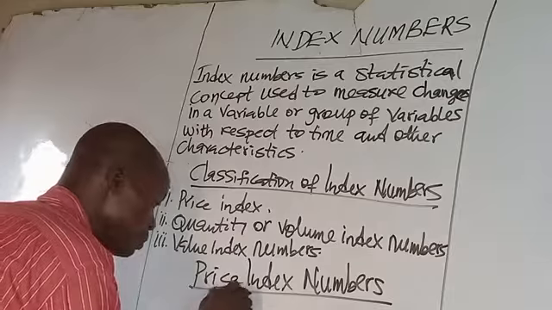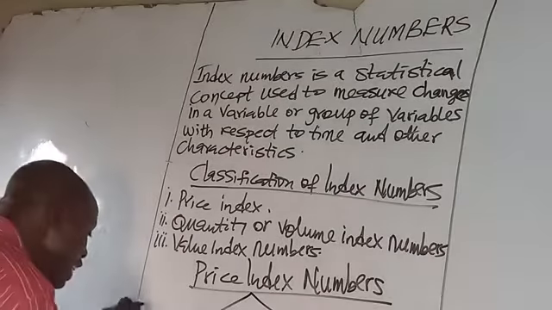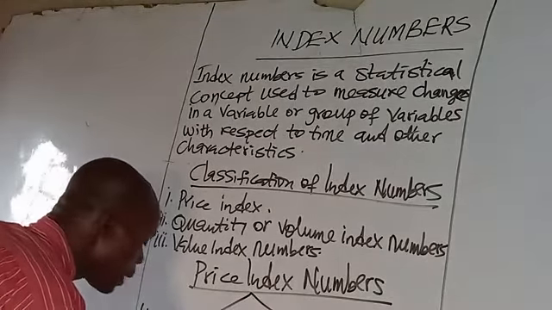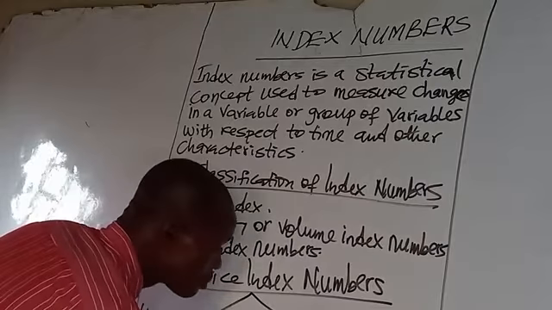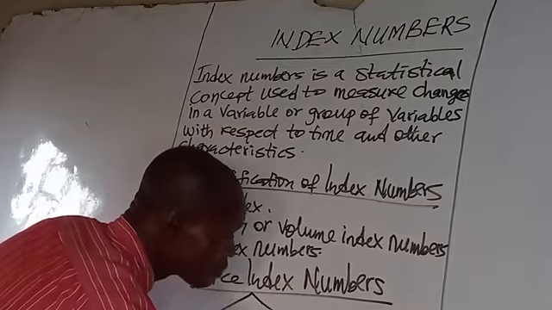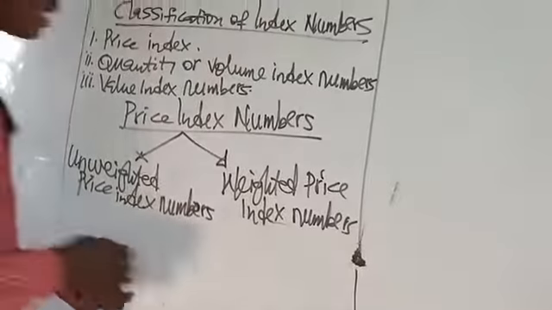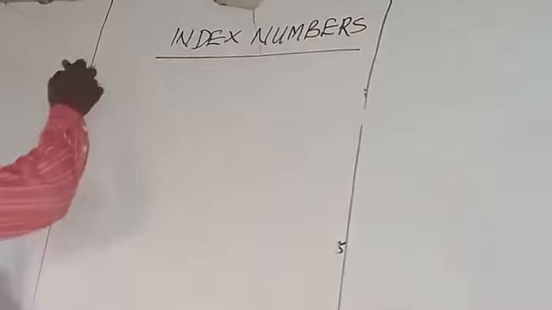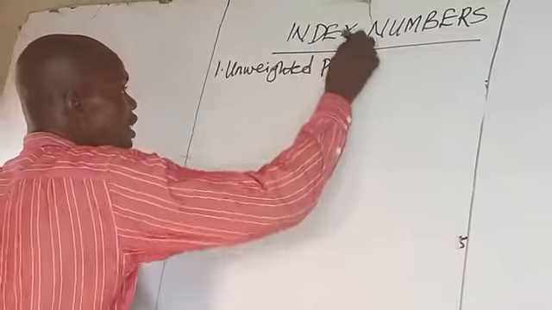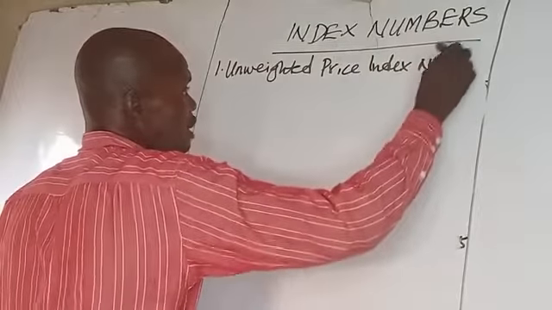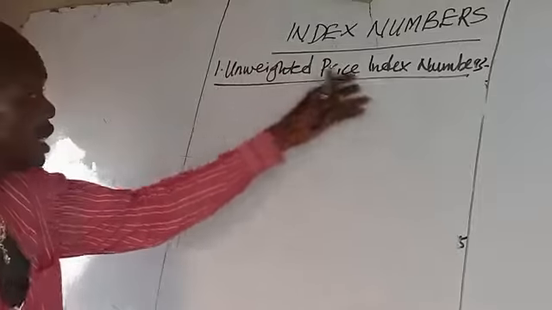So this price index, we are going to categorize it into two. We have the unweighted price index numbers, and number two, we have weighted price index numbers. We are starting with unweighted price index numbers. We are going to categorize the unweighted price index numbers into three.